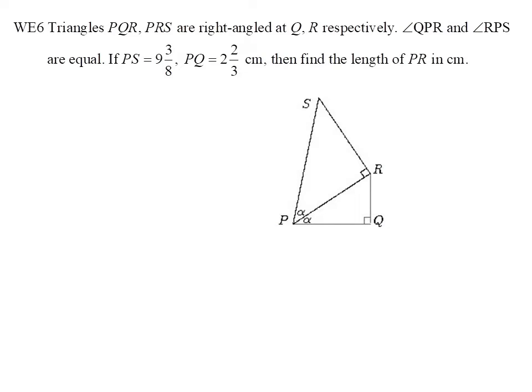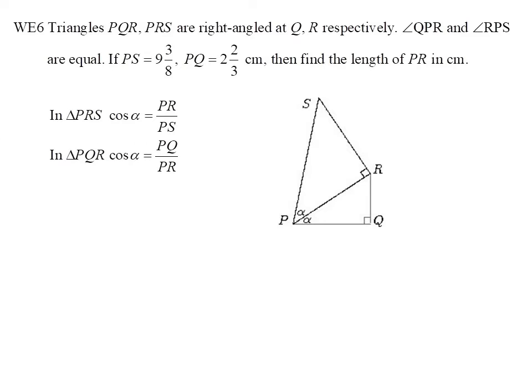The diagram in example 6 shows that two triangles PQR and PRS are right angled at Q and R respectively. The angle QPR equals the angle RPS. The line PS equals 9 and 3/8 cm. The line PQ equals 2 and 2/3 cm. The question is to find the length of PR in cm.